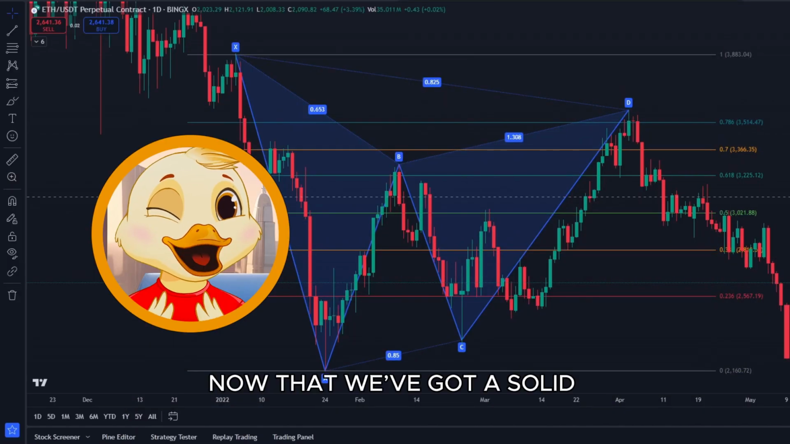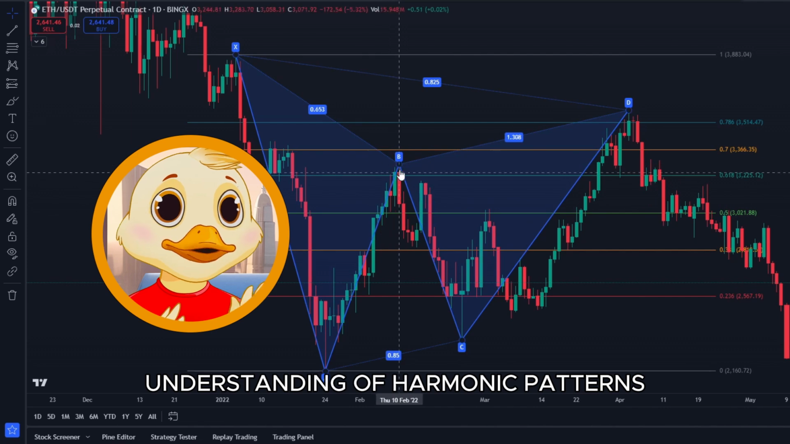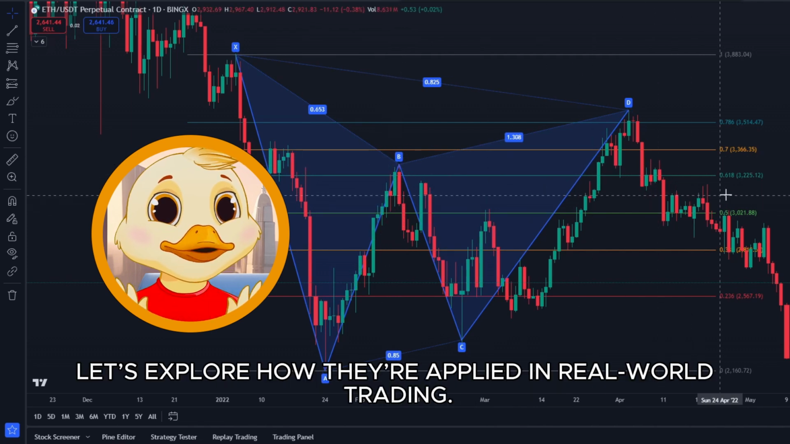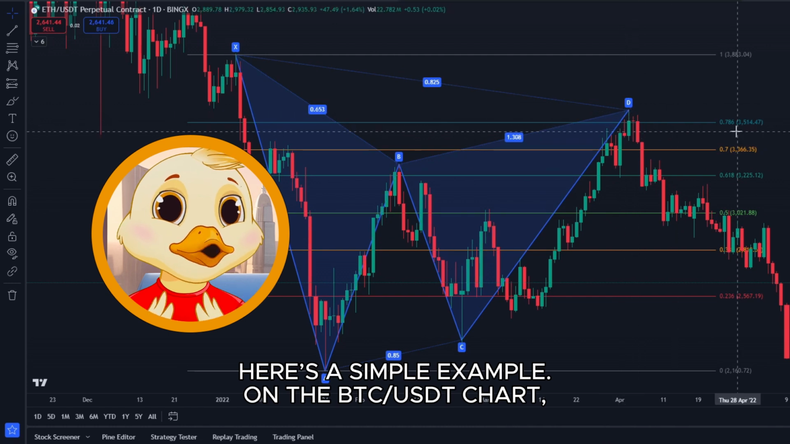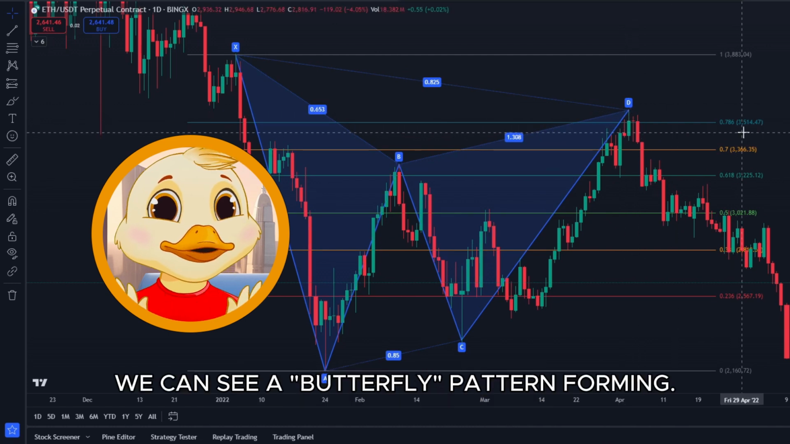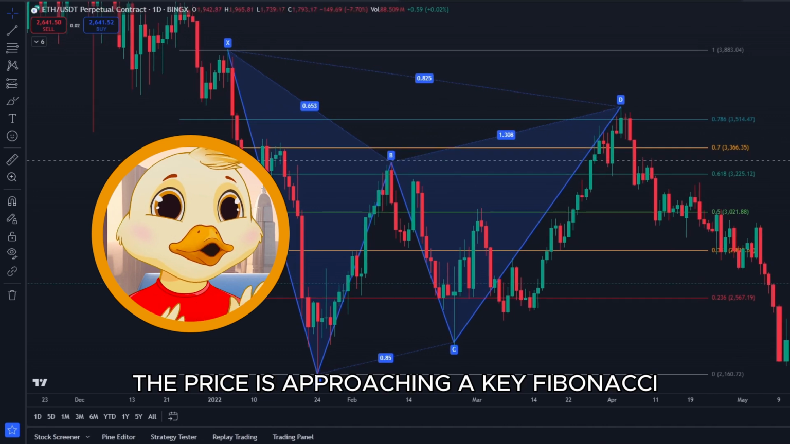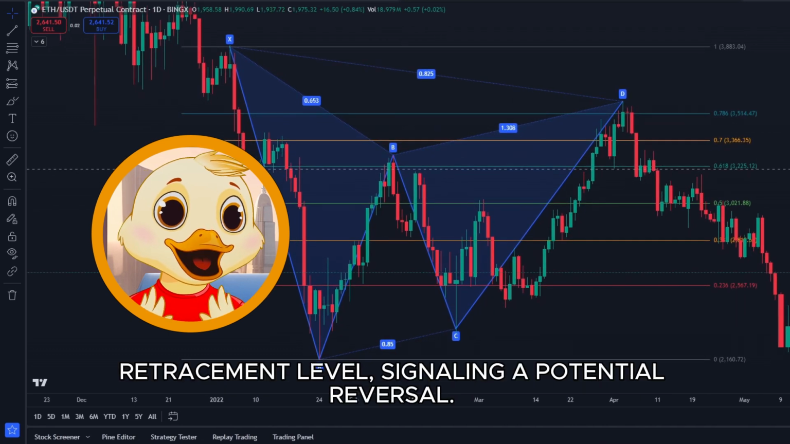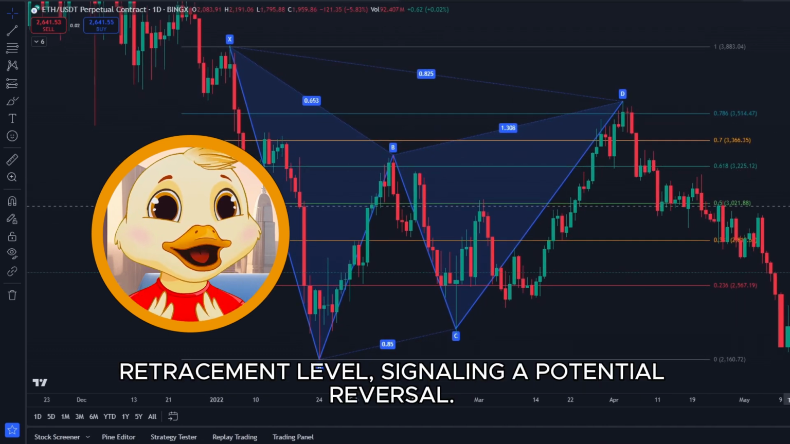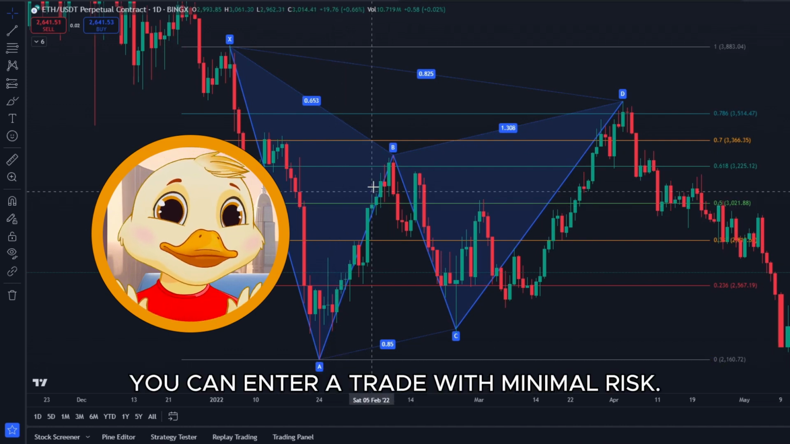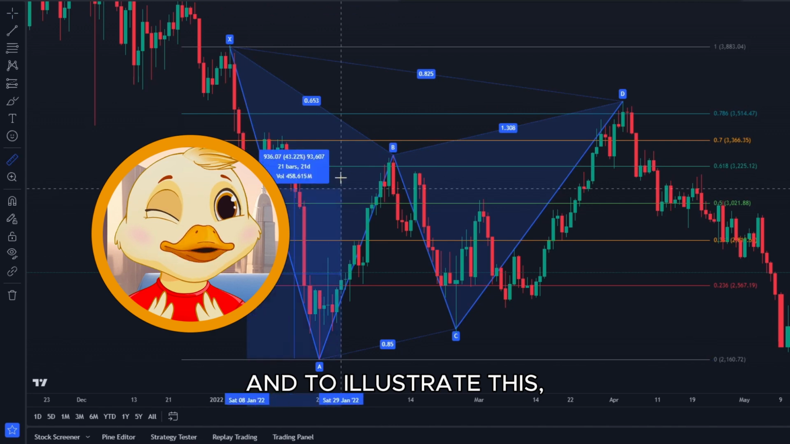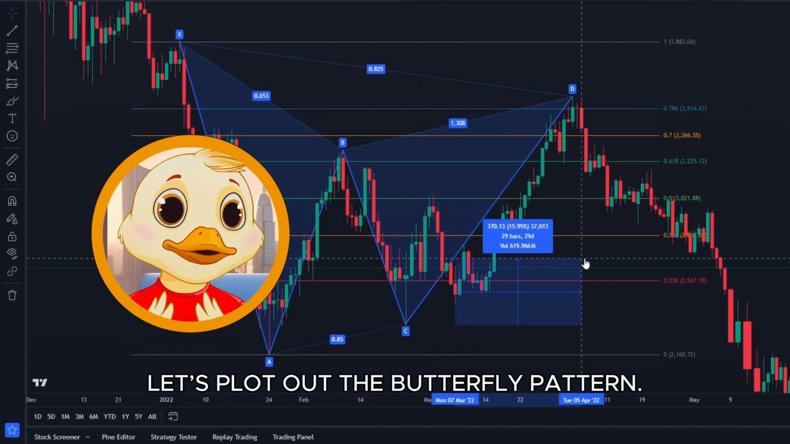Now that we've got a solid understanding of harmonic patterns, let's explore how they're applied in real-world trading. Here's a simple example. On the Bitcoin USDT chart, we can see a butterfly pattern forming. The price is approaching a key Fibonacci retracement level, signaling a potential reversal. Using this as a signal, you can enter a trade with minimal risk. And to illustrate this, let's plot out the butterfly pattern.